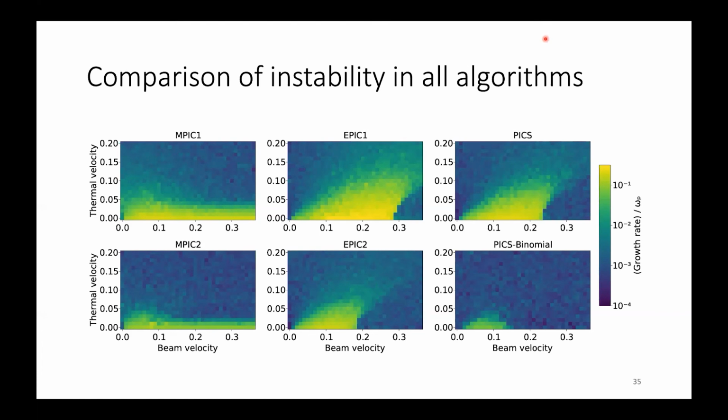Yeah, I used 60 particles per cell usually in these simulations. But that's a good point, and I'd like to look at the dependence of that.